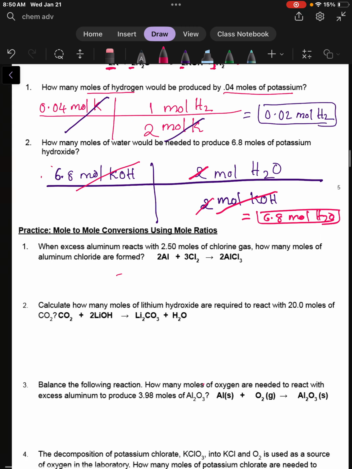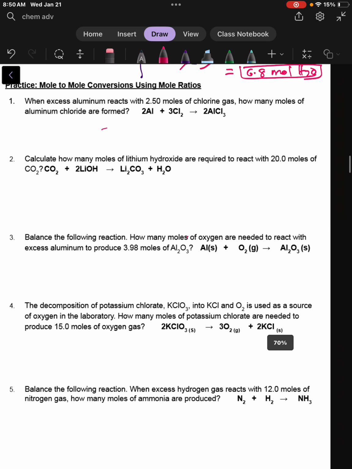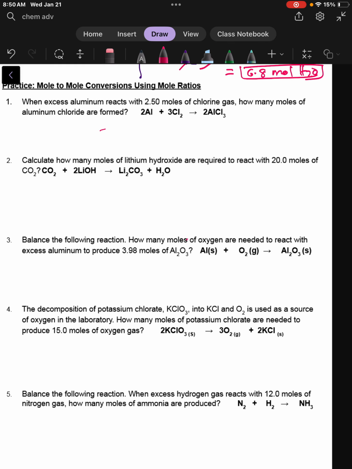Okay, then these questions you are going to finish. And remember, always check whether the equation is balanced or not. These two are balanced. This one is not, because you are not seeing any numbers, so you have to check it. This is balanced and this is not balanced. So always make sure you balance the equation before you start the calculation. Okay, that's it.